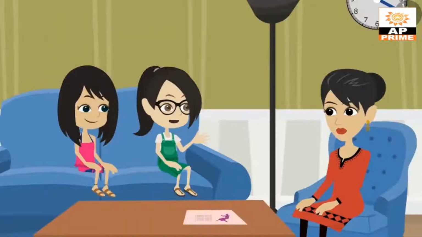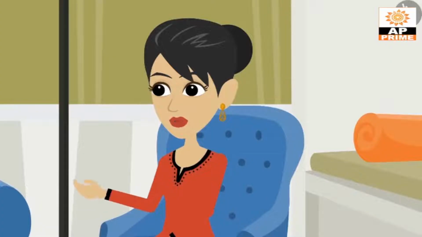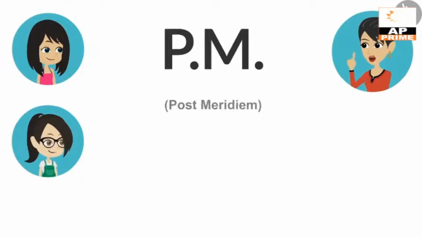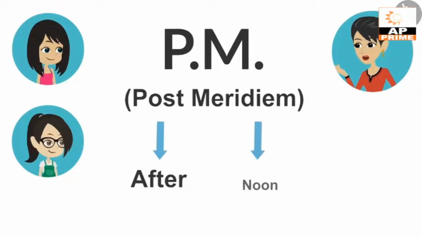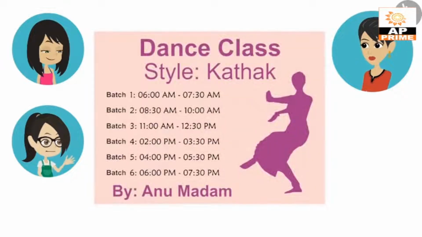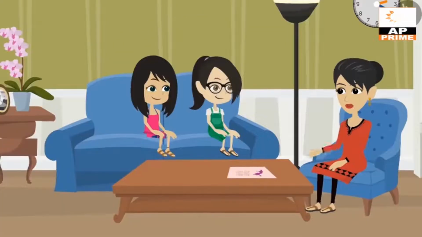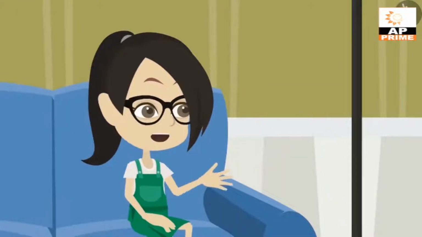Oh, that means the full form of PM would mean afternoon. Yes, full form of PM is post-meridiem. Post means after and meridiem noon. Hence, PM means afternoon. This means their batch 3 starts before noon at 11 o'clock and ends at 30 minutes past 12 in the afternoon. Absolutely right. Now you have learned to read and write time. Yes, Mummy. Even you can become a teacher.